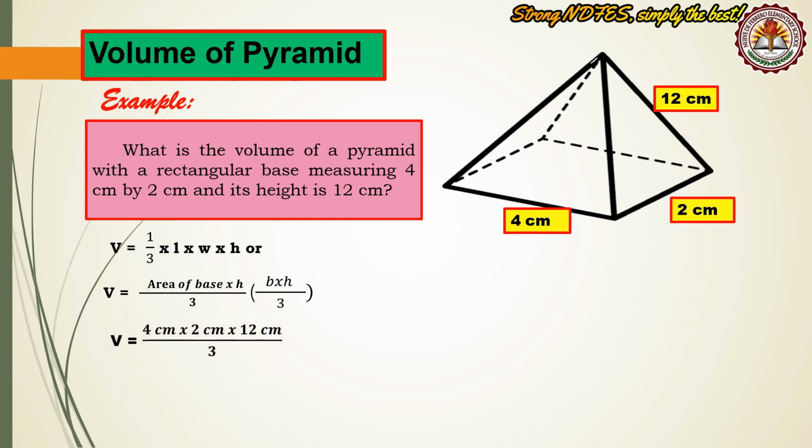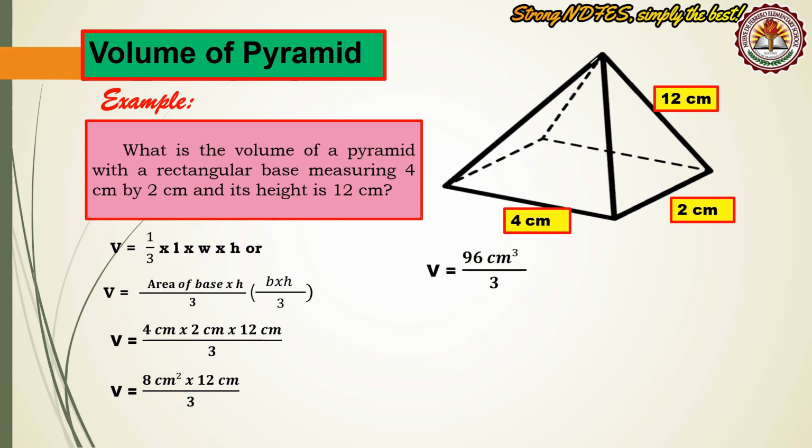Let us substitute the formula by the given dimensions. 4 centimeters times 2 centimeters times 12 centimeters over 3. I-multiply muna natin ang 4 centimeters at 2 centimeters. So, ang result ay 8 square centimeters. Then, i-multiply natin dito ang height, which is 12 centimeters.